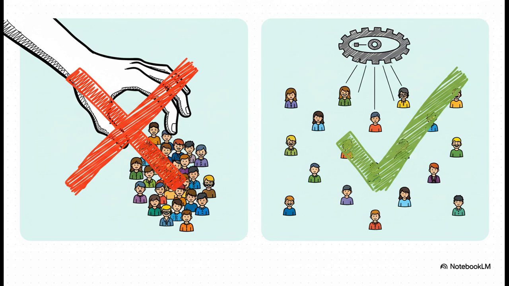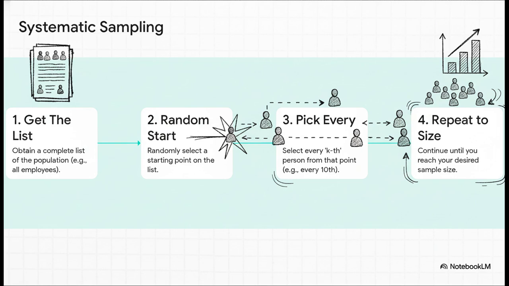But on the right, we've got the gold standard, probability sampling. Here, every single person in the whole population has a known, non-zero chance of being picked. It's the absolute best way to get a sample that truly represents the entire group. Let's actually walk through a great example of a probability method: systematic sampling. It's really simple but super effective. First, you get a list of everyone, say all your employees. Then you pick a random starting point on that list. Maybe it's person number 7. From there, you just pick every 10th person or every 20th, whatever your number is, and you just keep going until you've got the sample size you need. It's random, it's fair, and it's way easier than trying to draw 1,000 names out of a hat.